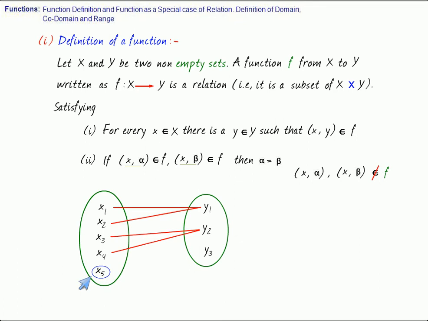If it is written as a set of ordered pairs, it will be written as (x1, y1), then (x2, y1), then (x3, y2), and (x4, y2). There is no ordered pair beginning from x5. Violating this condition or not satisfying this condition, so this correspondence will not be a function.